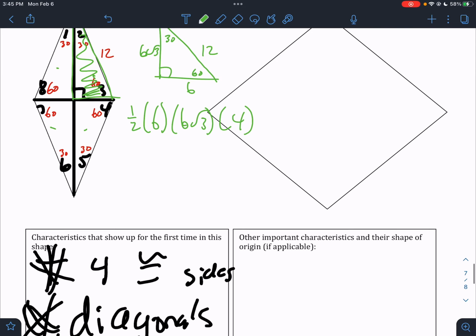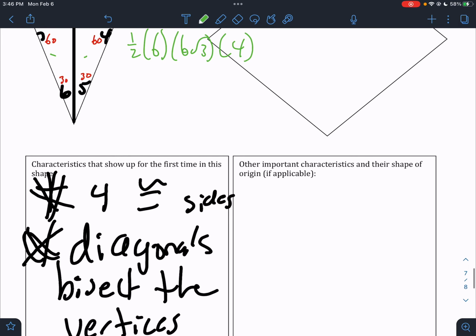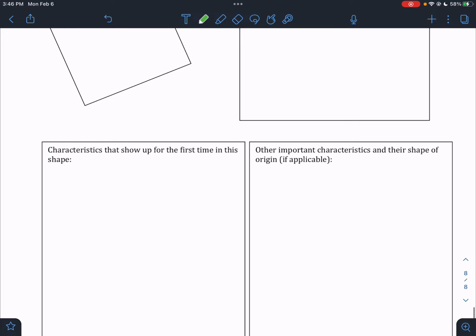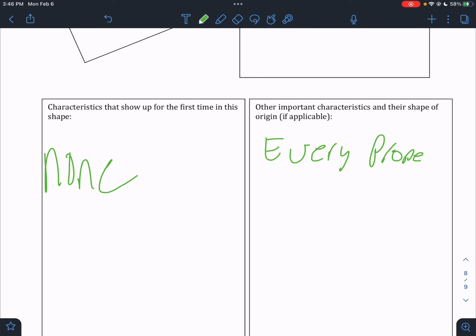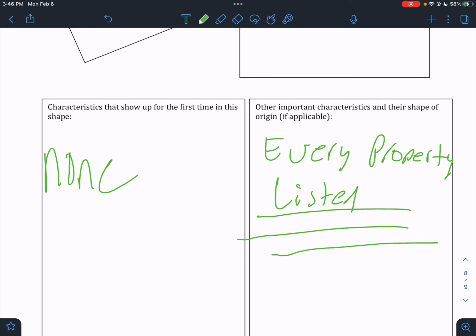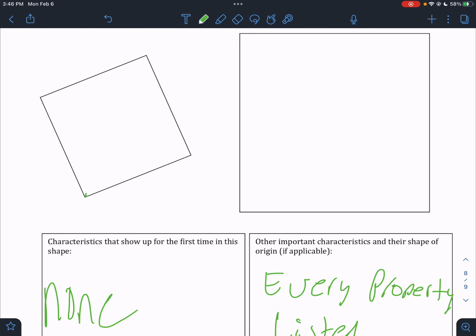All right. I'm feeling pretty good. And then let's take a look at squares. Nothing new. Other important characteristics. Every property listed, the square is everything we've talked about so far. So let's repeat them, and I hope you can try to repeat them as well. You can pause the video if you need to, but let's go through the list.